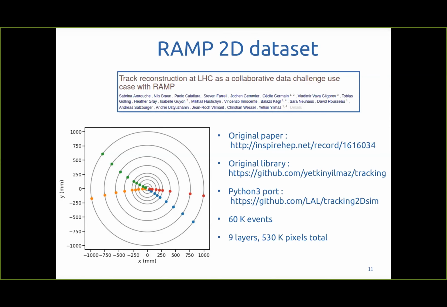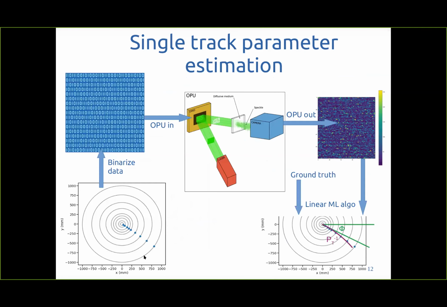Okay, let's start, as a proof of concept, with a single track. So we just remove all of the tracks. We keep one. We'll have two steps. One is to find some nice and smart way to binarize our data. And then in the second part, having our random features, we'll try to go back to the angle and the inverse momentum of this track.